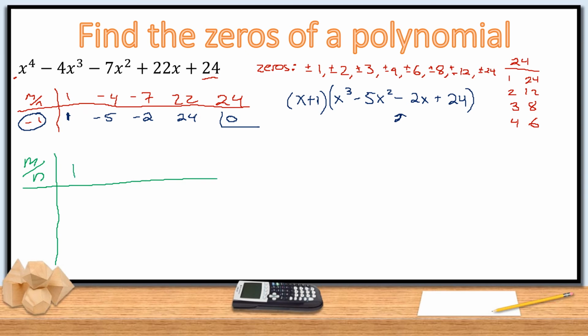We've got 1, -5, -2, and 24 this time. So my polynomial's gotten 1 degree smaller. It's unlikely that -1 is going to be another 0 unless there was a multiplicity of 2. So we can test it again, or we can leave it out. I guess we may as well test it again just in case.